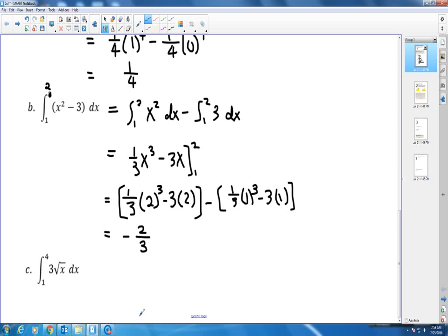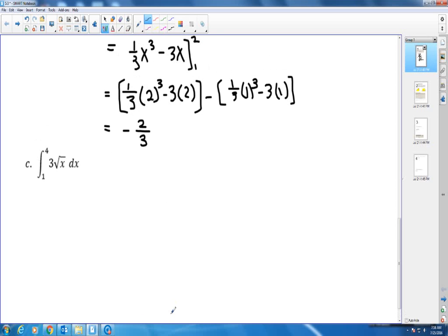Let's try another one. Evaluate from 1 to 4. Okay, 3 times square root of x. So just like in a previous lecture video, we can factor out this 3, and I'm only going to integrate the square root of x. Square root of x is the same thing as x to the half power.